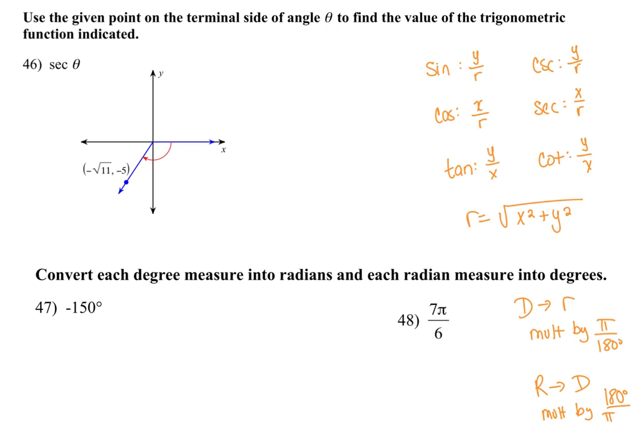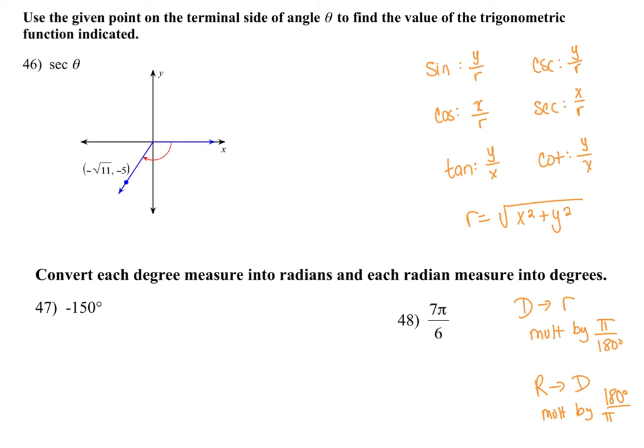For any terminal point on the coordinate plane that is not the unit circle, meaning my radius is definitely not a 1 here, then you can calculate it. First, calculate your radius with the square root of x squared plus y squared. That's based on the Pythagorean theorem. And then your sine is y over r, cosine x over r, tangent y over x. And then your reciprocals work exactly the same.